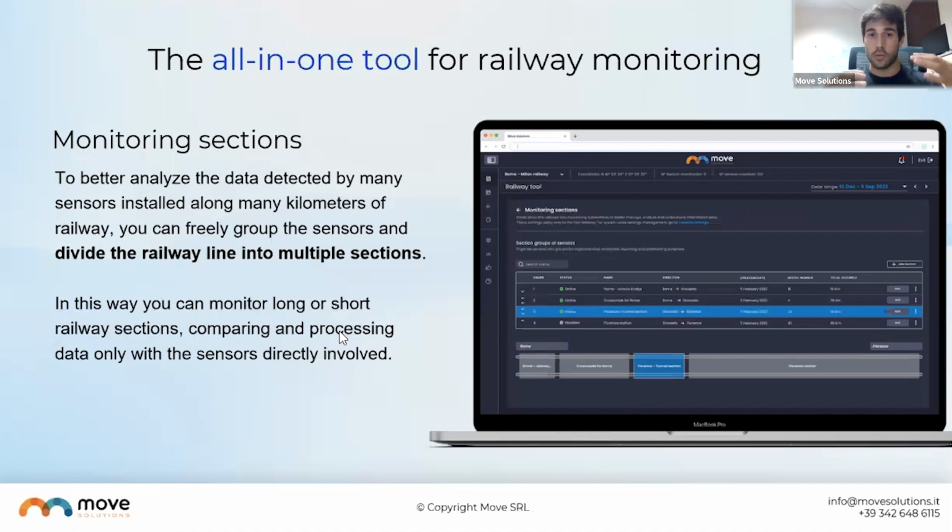So you can create your own sections. You can drag the sensors in. You can create multiple sections and see them on the tool separately. But I'll show you that in a minute because I'm going to open up the platform. I'm going to show you our demo.